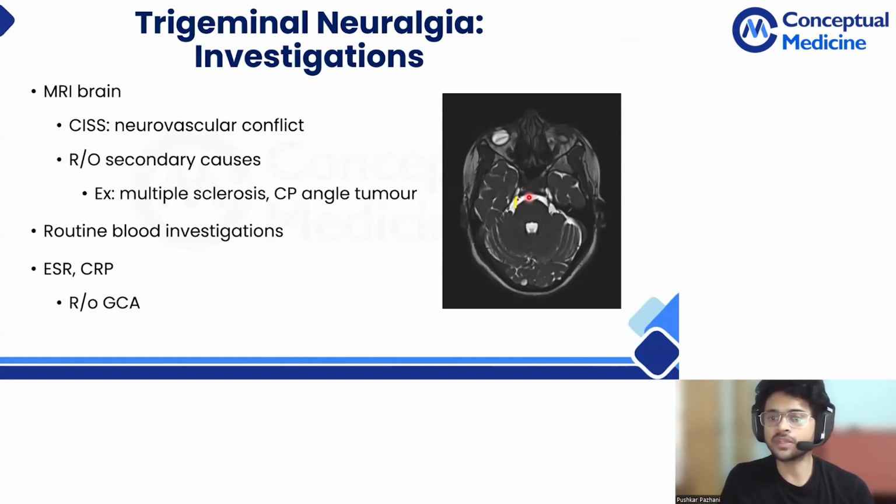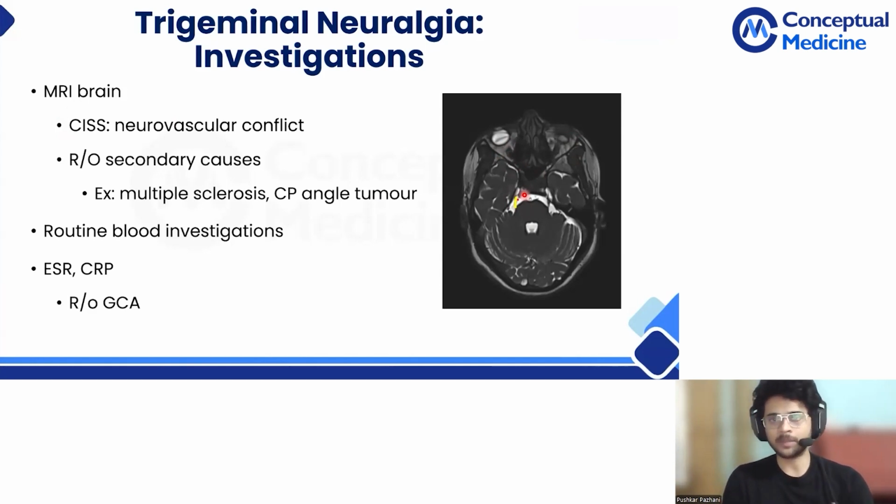If you have a look over here, this is an MRI brain axial view CISS sequence. Here you can see that this is the trigeminal nerve, and near that you have the superior cerebellar artery. So this CISS sequence can be useful to establish some sort of neurovascular conflict, that is, whether the superior cerebellar artery or the anterior inferior cerebellar artery is pressing on the trigeminal nerve.